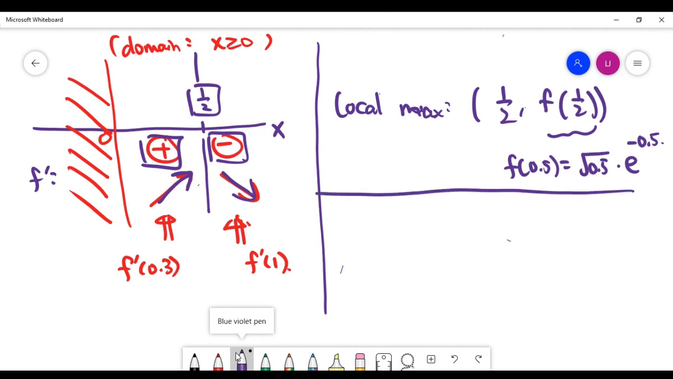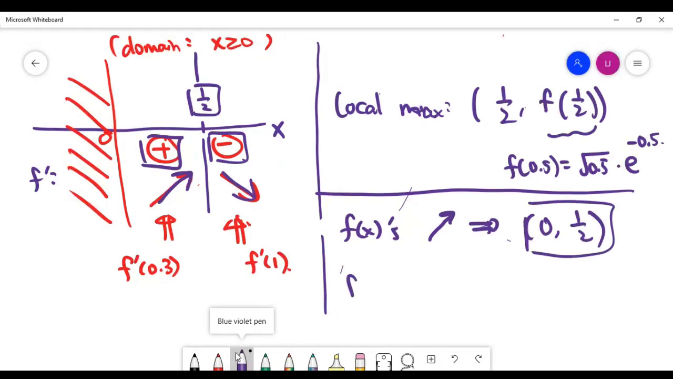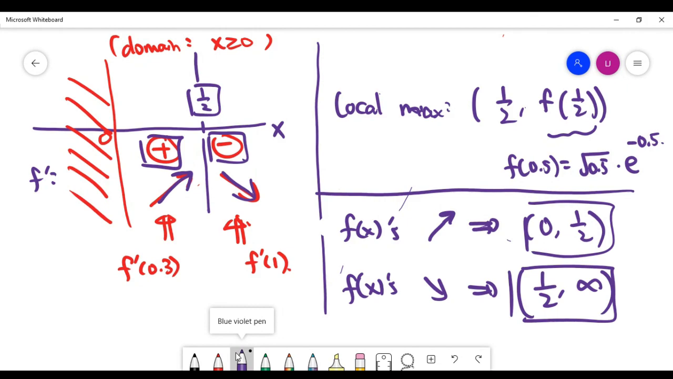And the last question of this problem is to find where f is increasing. So f of x is increasing when we are in the interval from 0 to half. And similarly, f of x is decreasing for the interval starting from the point half, which means it is the interval from half until infinity. So that's the final answer to this problem.